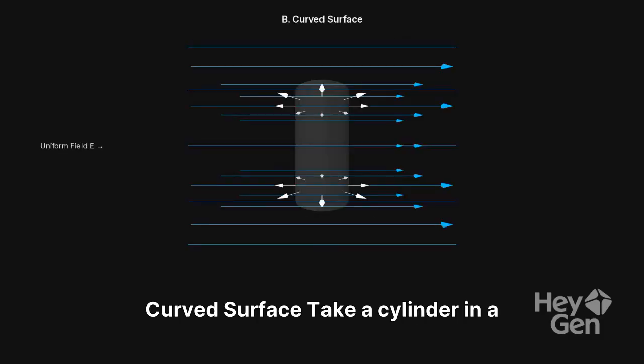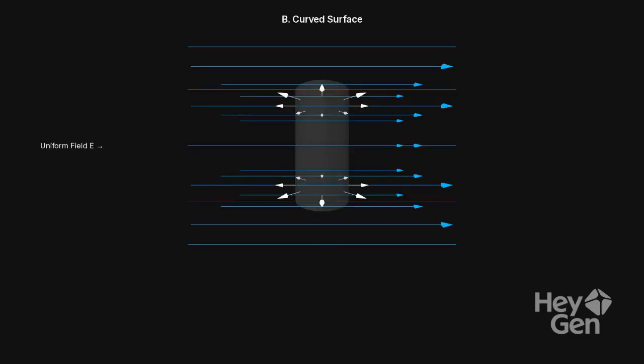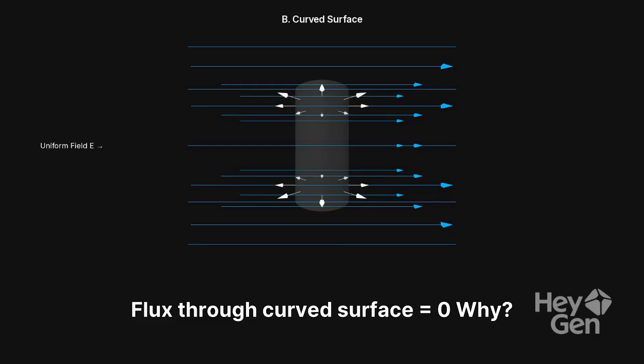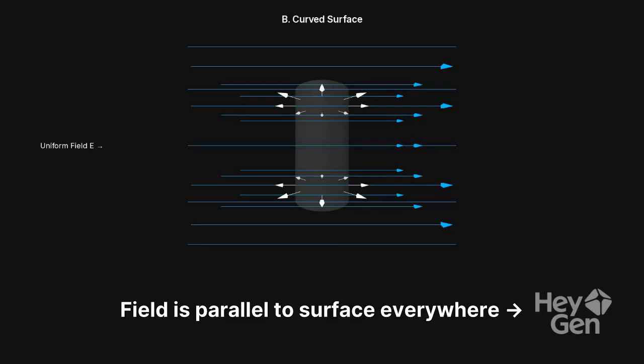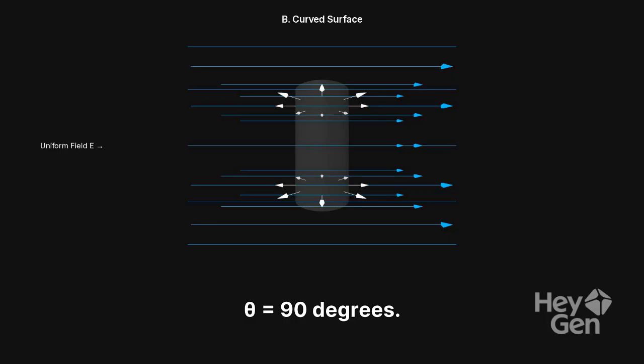B. Curved surface, take a cylinder in a uniform field. Flux through the curved surface equals 0 because the field is parallel to the surface everywhere, θ equals 90 degrees. This is a favorite JEE trap.